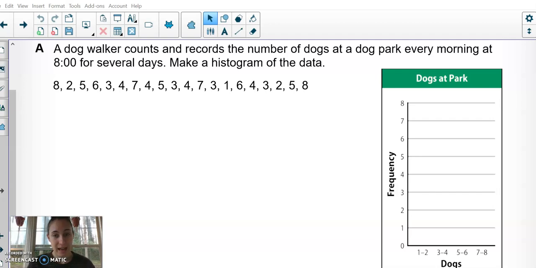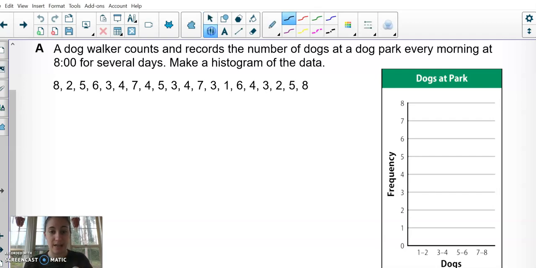If we look at the actual graph on the right side with the green bar that says dogs at the park, look at the x-axis. We have ranges already set for us: 1 to 2, 3 to 4, 5 to 6, 7 to 8. What we're going to want to do is take our data and put it in order from least to greatest. That will make it a little bit easier for us to read and interpret the question. So I'm going to go ahead and do that.